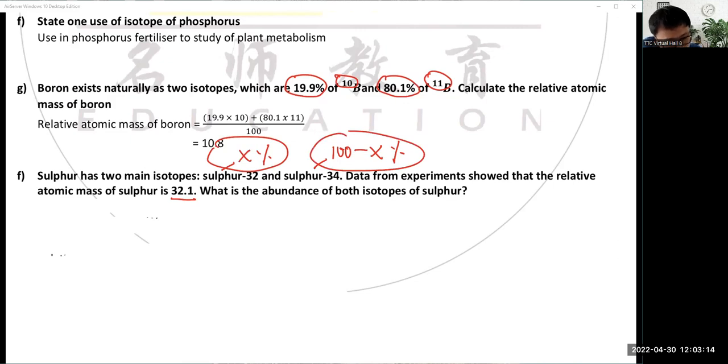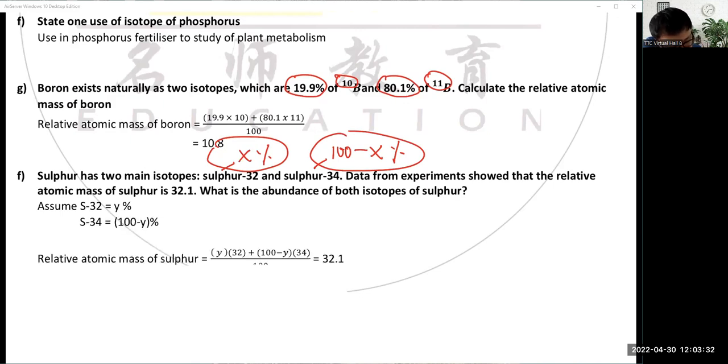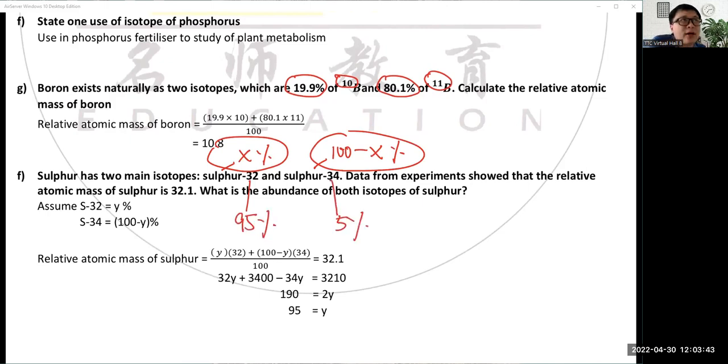Okay, so how to find the mass? 32 times X. Because the mass is 32, the percentage is X. So 32 times X, then plus 34 times (100 minus X), divide by 100, you should get this number, 32.1. So you solve, then you're able to get your X equals 95. So X equals 95. The next thing you need to know, your 32 is 95%. 34 will be 5%, because 100 minus 95 will be 5%.